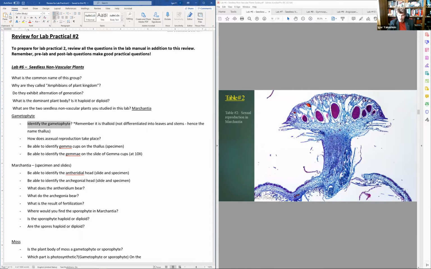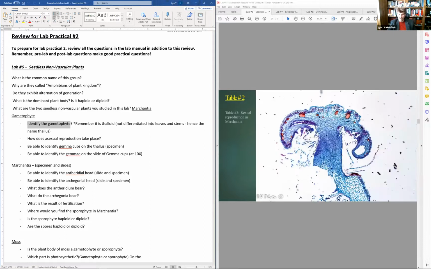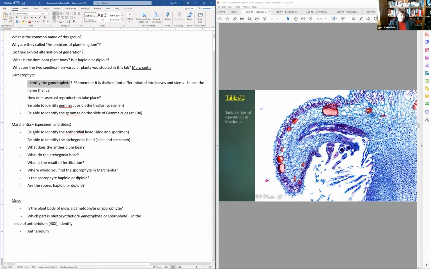Inside of those tiny little dots would be a sperm. Now this is the archegonial head, and these are the actual eggs. The sperm will have to swim, get right there, and this will lead to the formation of the sporophyte. So be able to identify antheridia and archegonia. The antheridium bears sperm, archegonia have an egg inside.